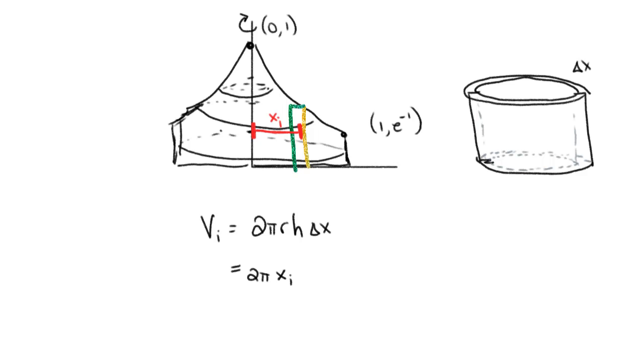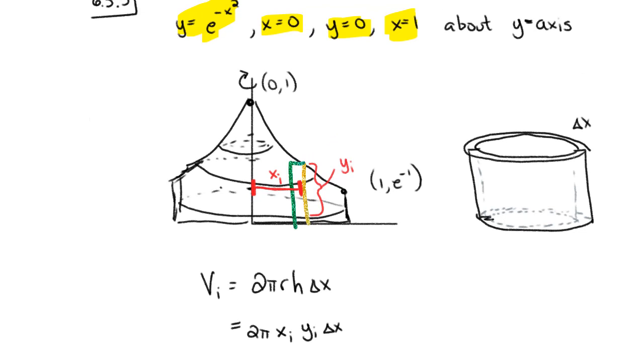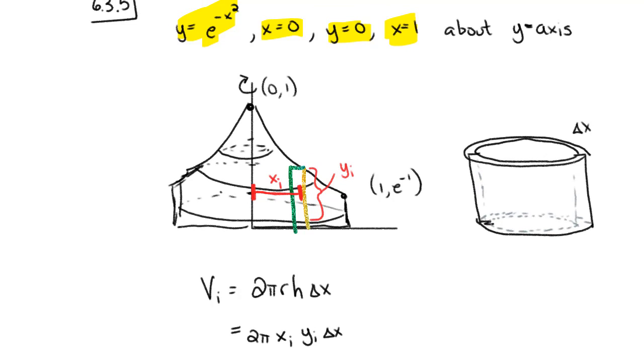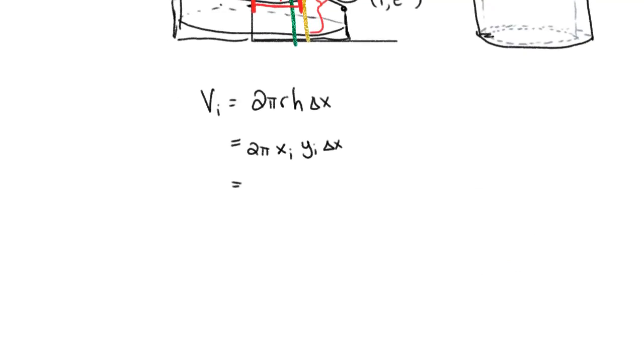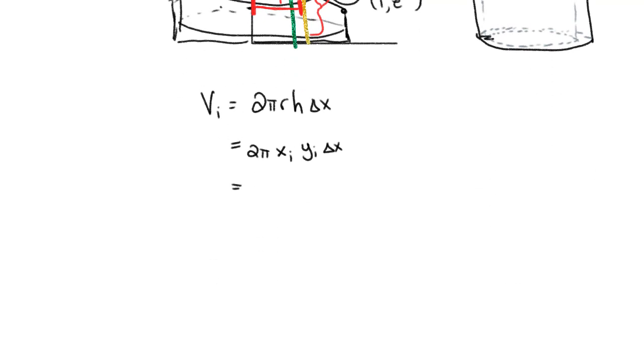The height, on the other hand, of that slice, that is just a y value. And of course, we need to trade out that y value for what y is. The height at that moment, this height right there, is actually this function, y equals e to the negative x squared, sorry. 2 pi x sub i e to the negative x sub i squared delta x.